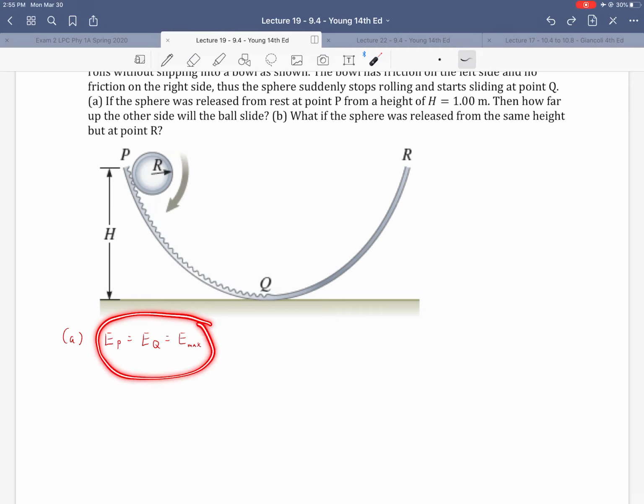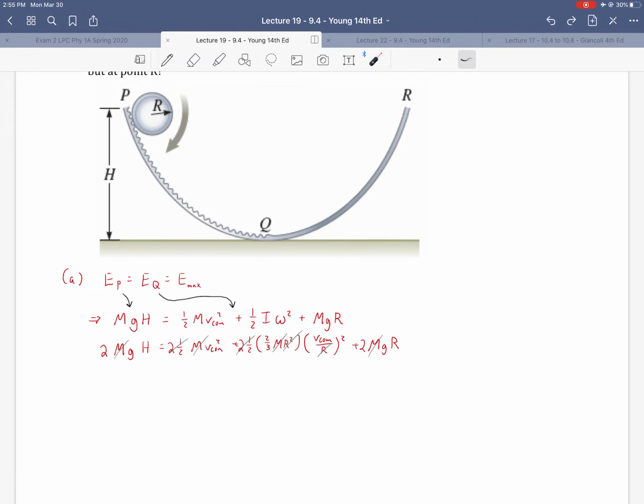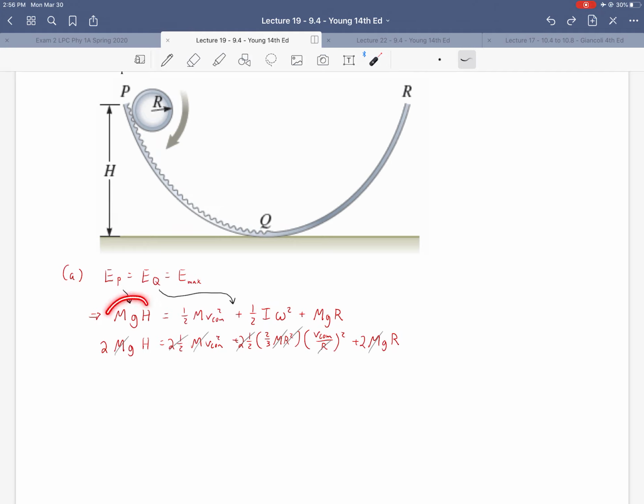Okay, so let's find this. We're going to first use conservation of energy to go from P to Q, and then use conservation of energy to go from Q to E max, which is some point up here, right? It's the maximum height that it reaches. So what does that look like?